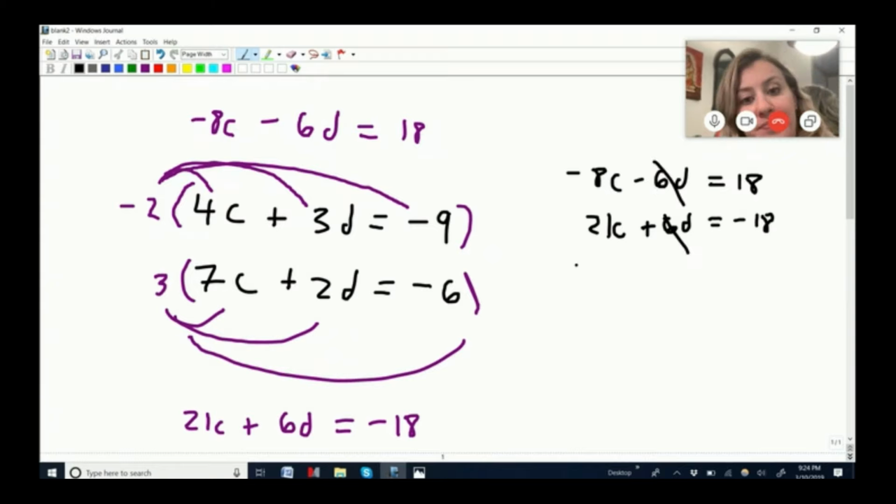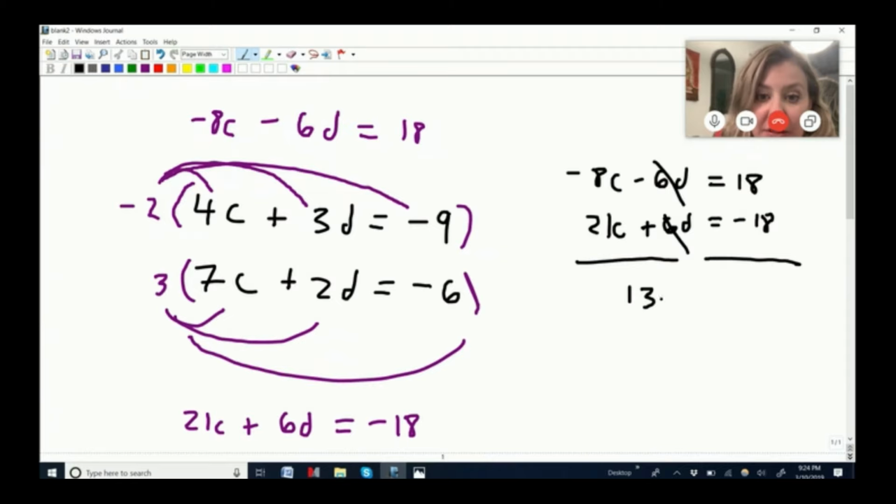Now, when I add them together, clearly the 6d terms are going to cancel. So we already know that. Now, what does the negative 8c and positive 21c become? It's actually positive 13. Positive 13. Good job, because negative 8 is a little smaller, right? So it's literally like 21 minus 8. And 18 minus 18, what's that?